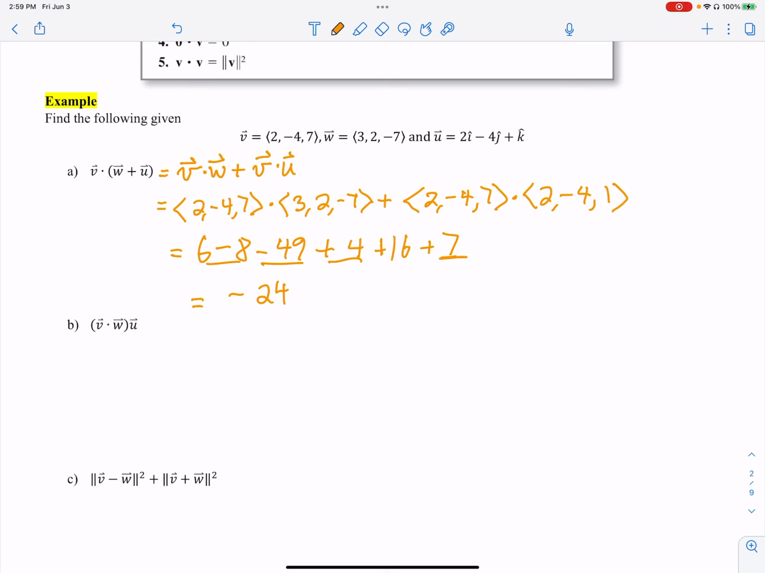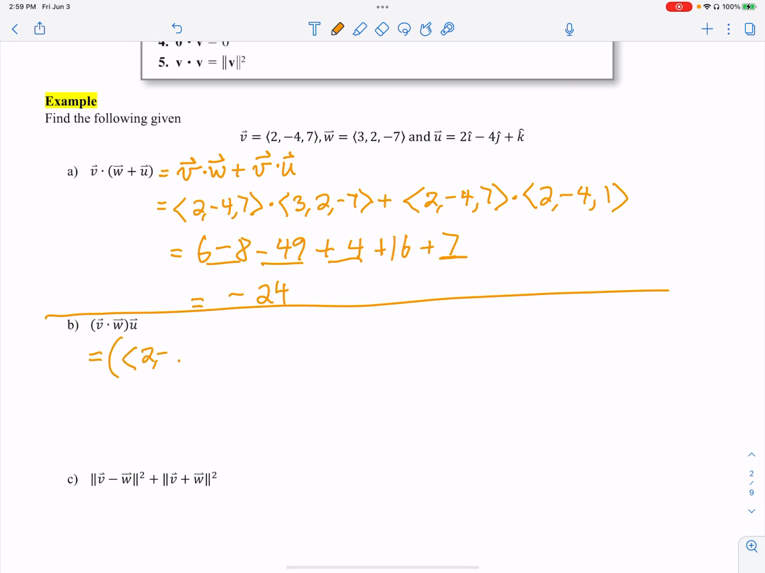Great. Be careful. A lot of the mistakes I make in Calc 3, even teaching-wise, are simple mistakes like that, so be very careful. All right, so there we go. Now we have a dot product times that. We're going to do this piece by piece. So let's do that. I got v, and I'm going to write that down.